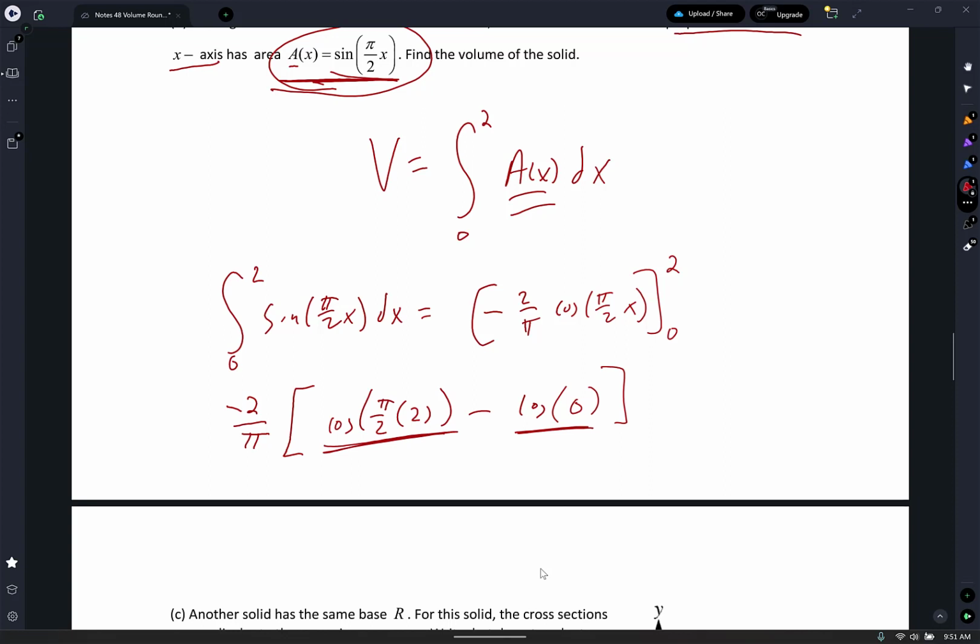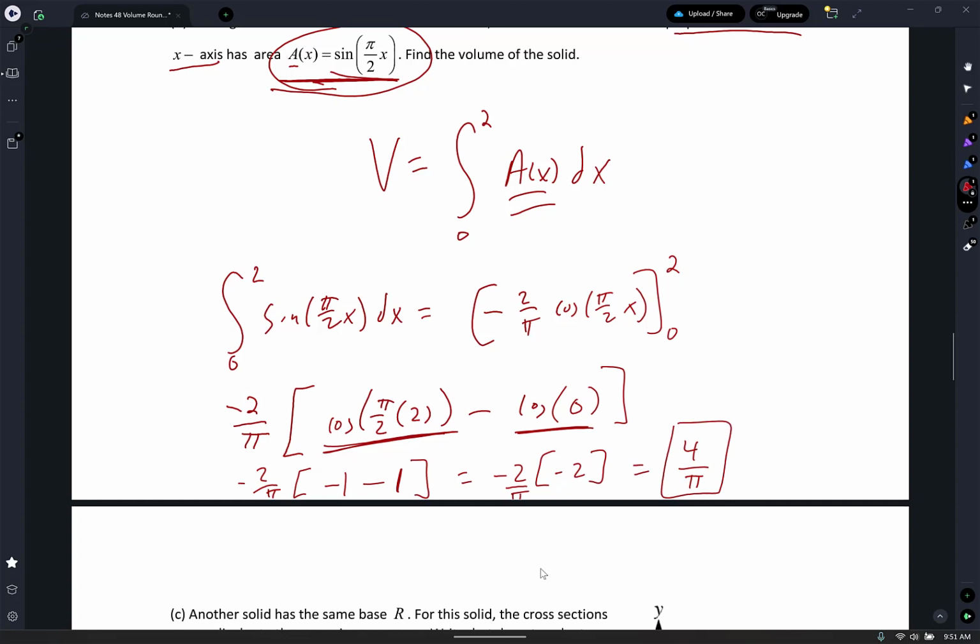This one, the 2's cancel out. Cosine of pi. What's cosine of pi? Negative 1. What's cosine of 0? 1. Negative 1 minus 1? Negative 2. Negative 2 times a negative 2?